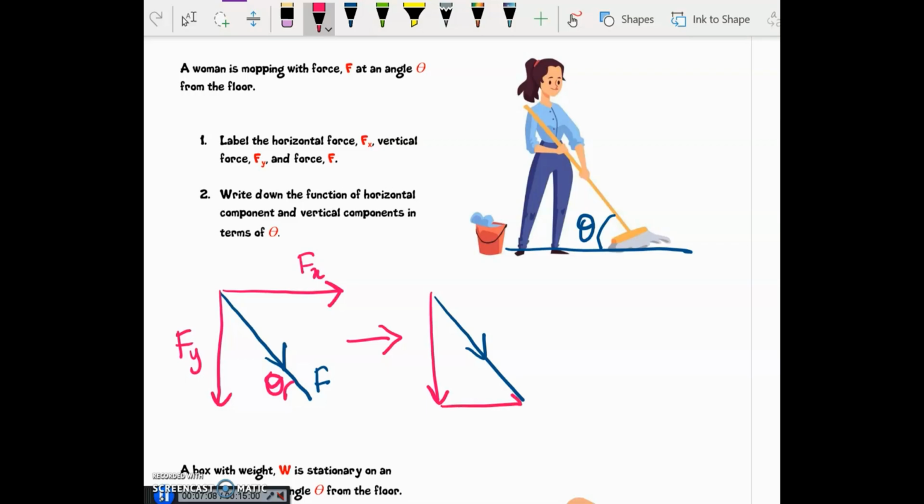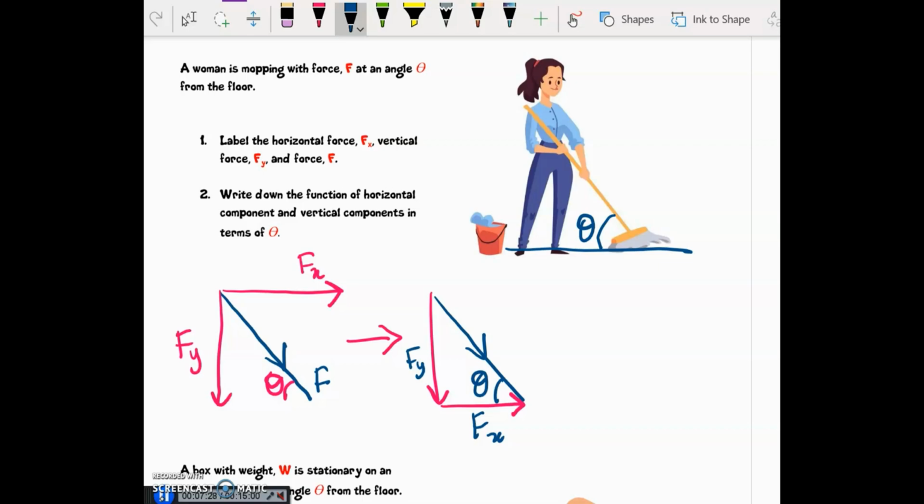Okay, so this is the triangle of force. And don't forget to label your theta, and label your Fx and Fy. So from here, it is easier for you to identify your horizontal component and your vertical component.